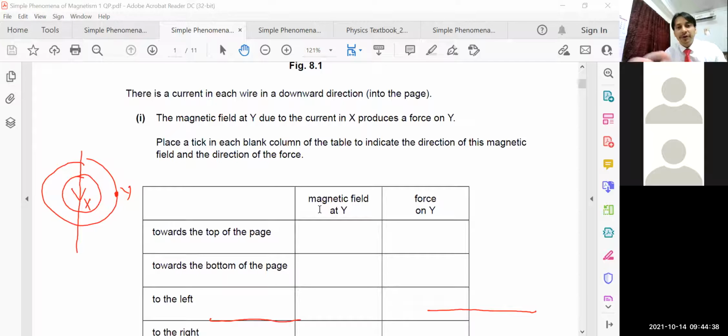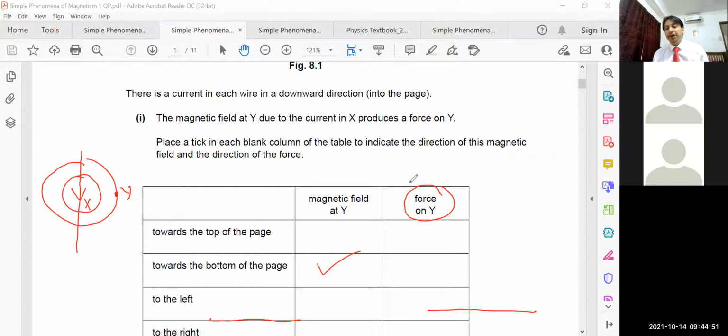Now, if I see here, children, I find that the answer is towards the bottom of the page. If the magnetic field at point Y is at the bottom of the page, find out the direction of force, children. For the direction of the force, you need to apply Fleming's left-hand rule. Find the Fleming left-hand rule, children. I told you, father, direction of force, mother, magnetic field, child, current.